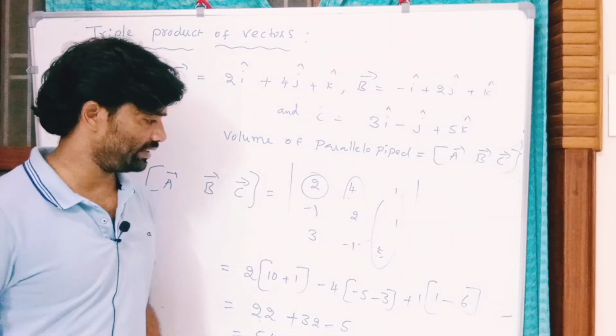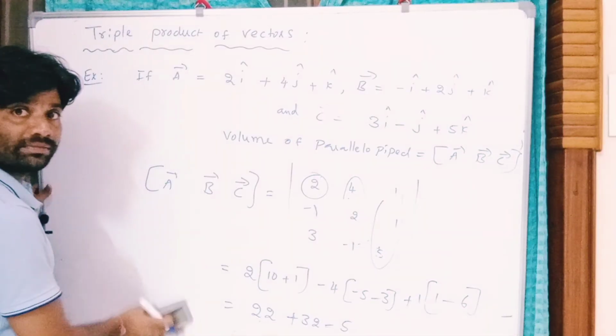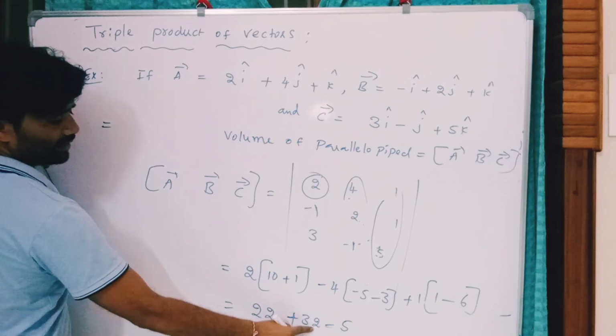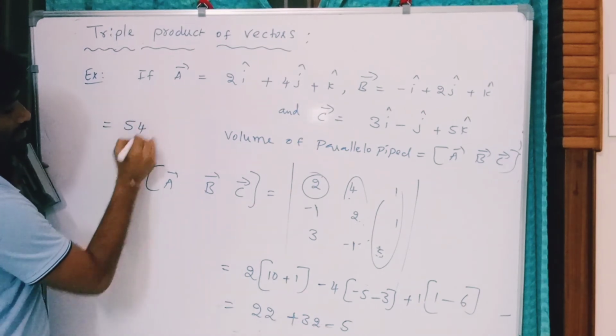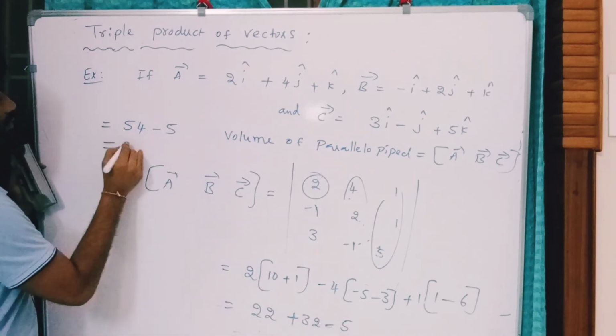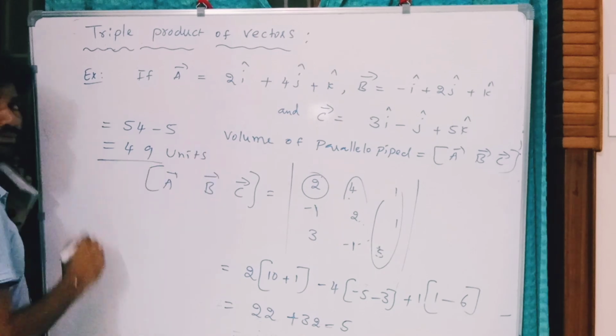49 units is the volume. So I can write here at the top. So this is equal to what? 22 plus 32 is 54, and this minus 5. This is equal to 49 units. That is the volume of the parallelopiped.